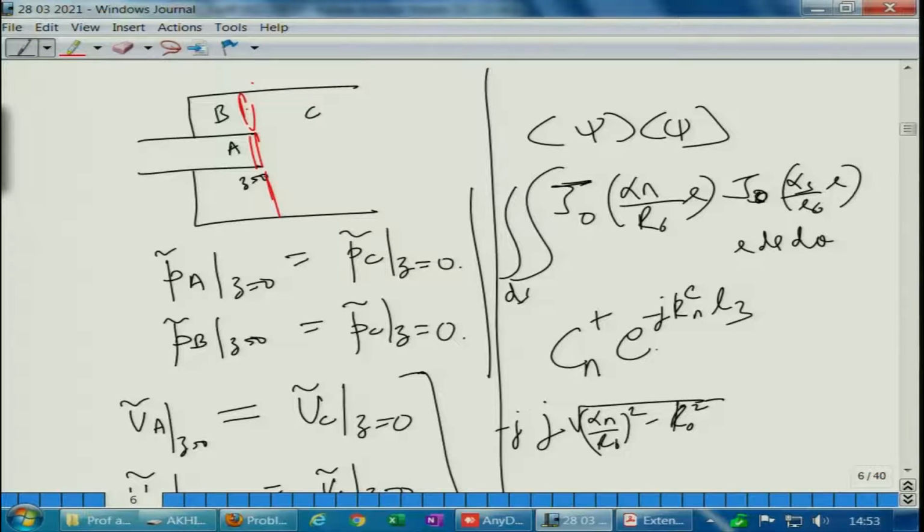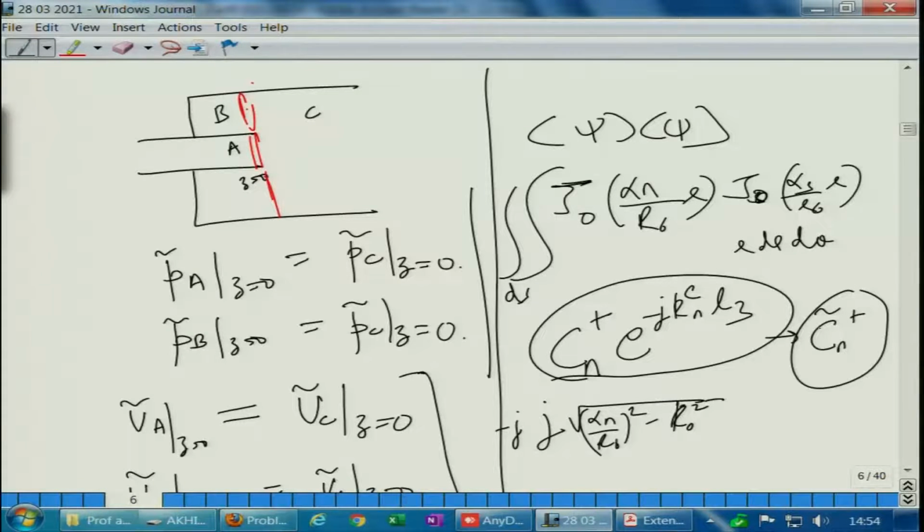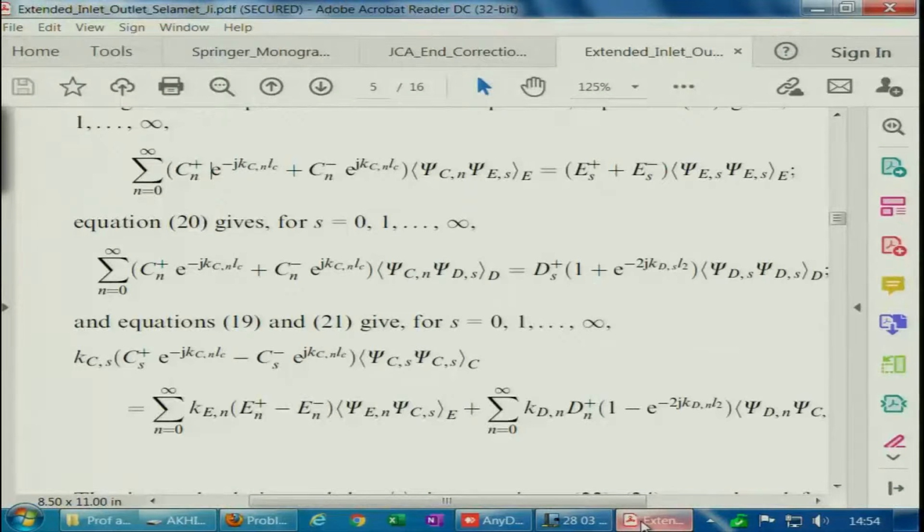So, we will call this entire thing as C tilde n plus. We will solve for this guy rather than this thing, because this might lead to numerical issues. Most likely it will. So, C n plus, we are setting this here, coming back here. So, well we have resolved this problem, but then other thing has to be done.